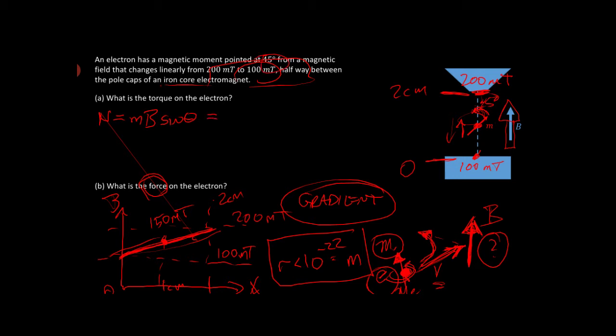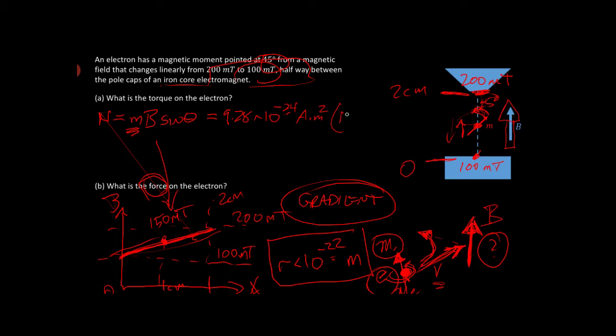So that means we have to use the magnetic moment of the electron, which is 9.28 times 10 to the minus 24, is it 24? 24, yeah, amps per meter, or amp meter squared. Not sure why I get that wrong. The field at this point right here in the center is 150 millitesla.